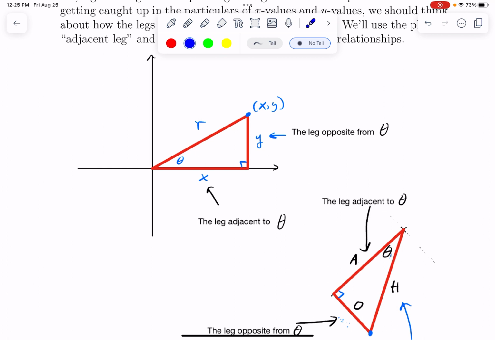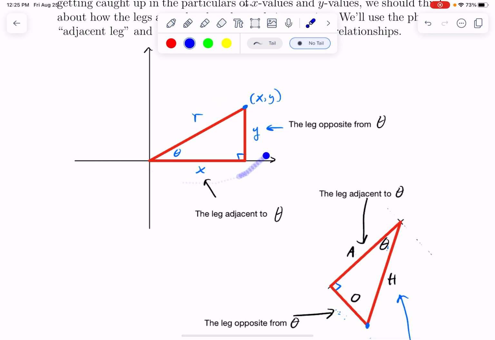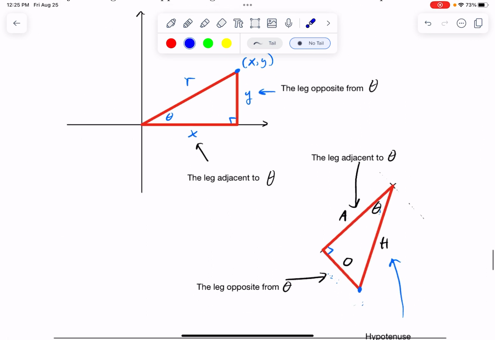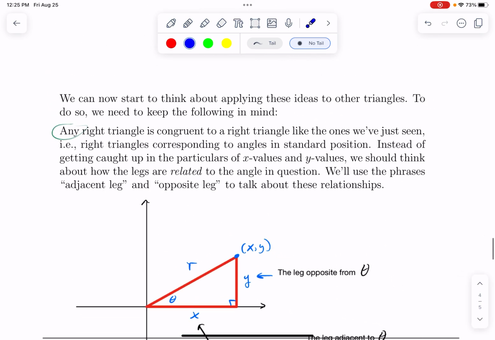What I want you to realize is that this triangle that I've drawn over here is the same size and shape as this one. The two red triangles are congruent. But I've moved it around in a way where we don't really want to talk about standard position or x coordinates or y coordinates. This is just a free-floating triangle without coordinates. But let's go back to what I'm saying. Instead of getting caught up in the particulars of x and y values, we should think about how the legs are related to the angles in question. And we'll use the phrases adjacent leg and opposite leg to talk about these relationships.